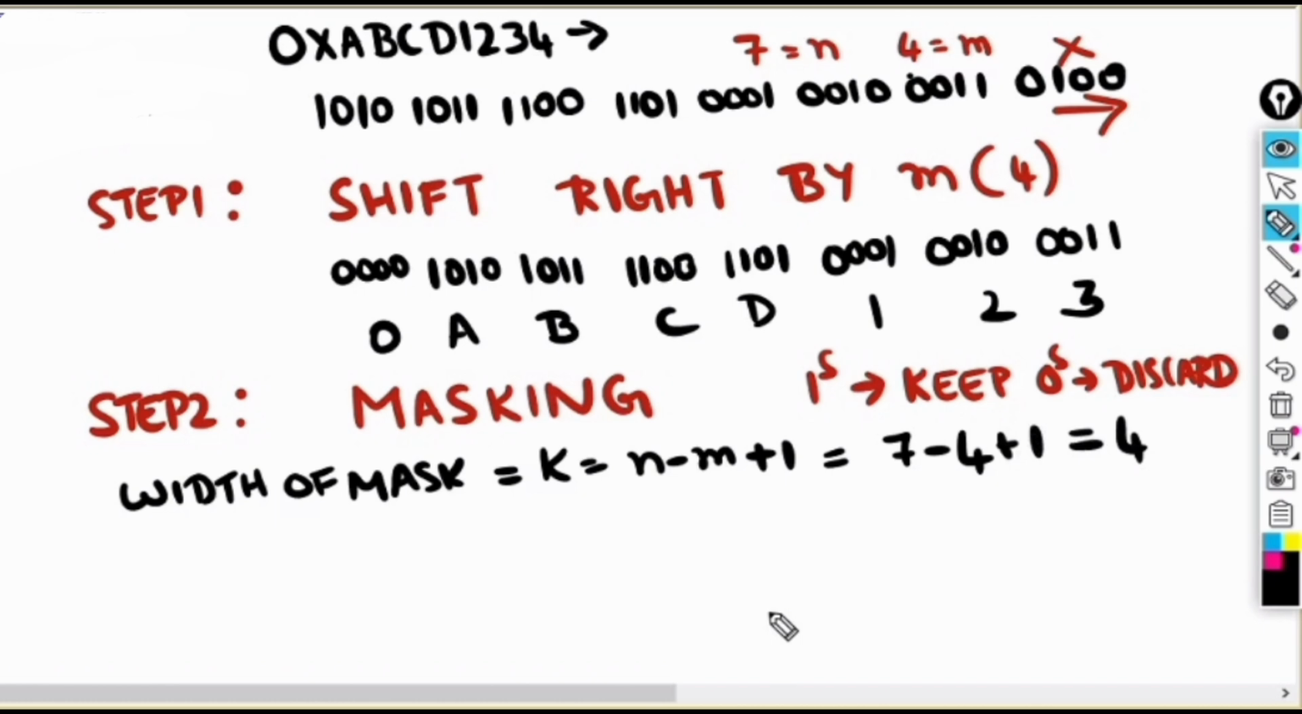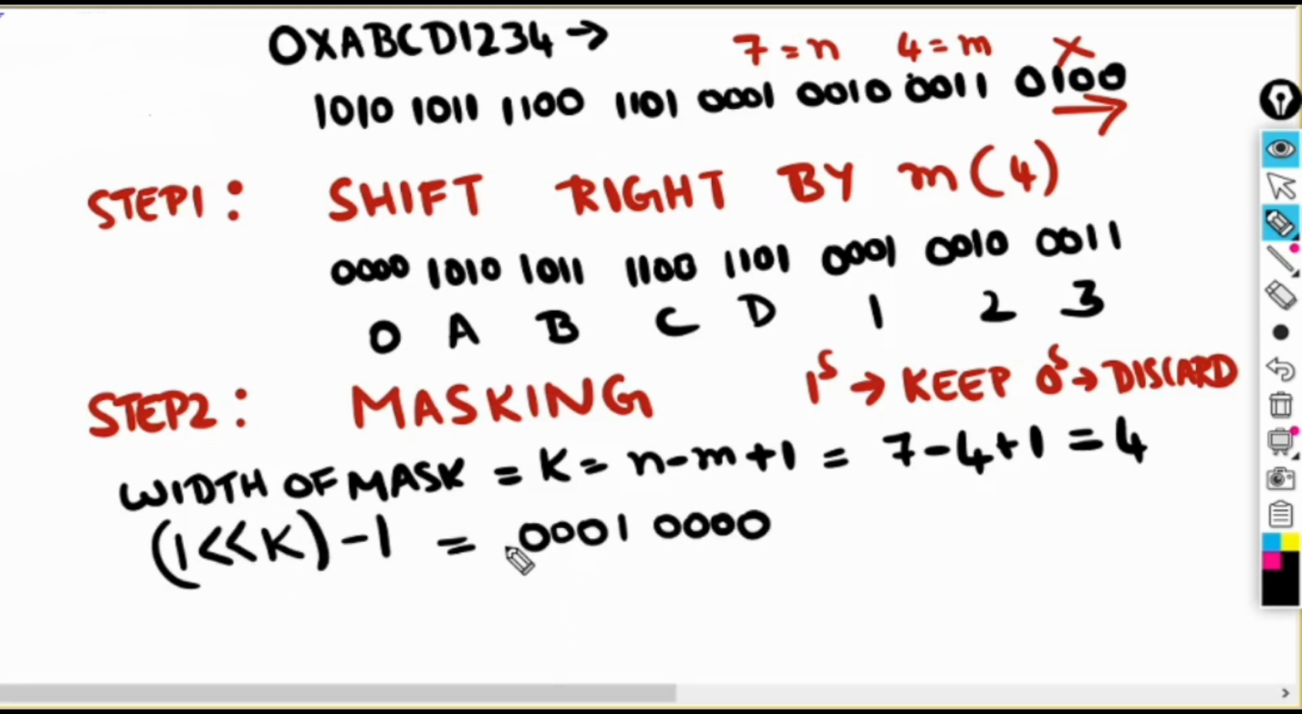So we need a mask with 4 ones in it. That is 0, 0, 0, 0, 1, 1, 1, 1. How do we generate this mask? We use a neat trick. Shift 1 left by k positions, then subtract 1. 1 shifted k times will give you this result. After subtracting it by 1, this is the final mask that we obtain. Now we have exactly k ones.